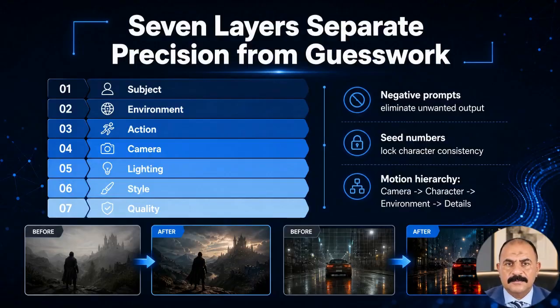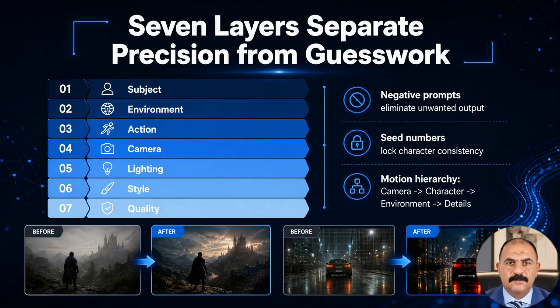Slide 8. 7 layers separate precision from guesswork. Prompting is not typing what you want. It's engineering what you get. 7 layers. Subject: who or what is the focus? Environment: where is this happening?